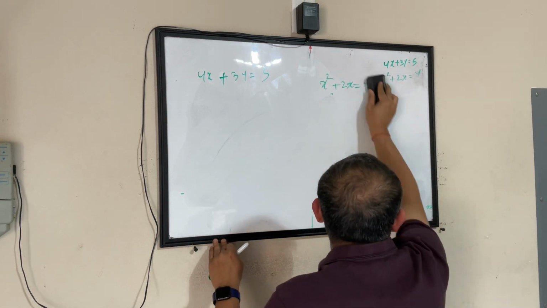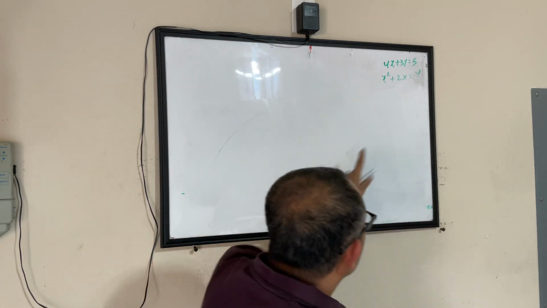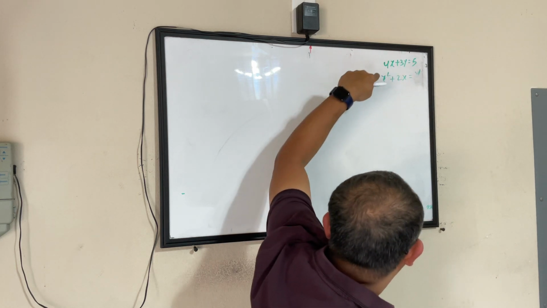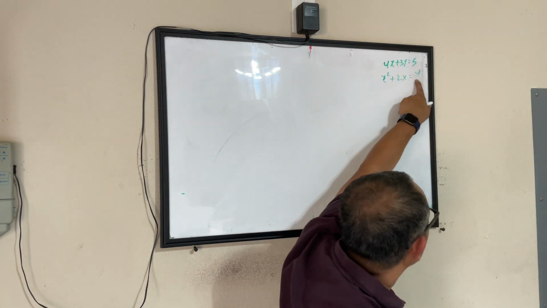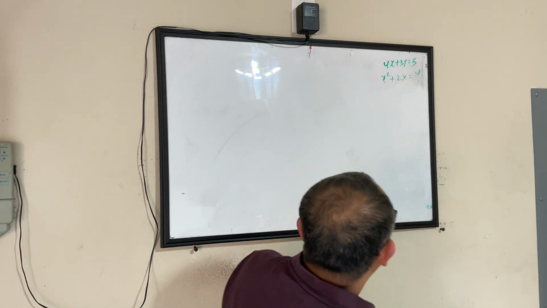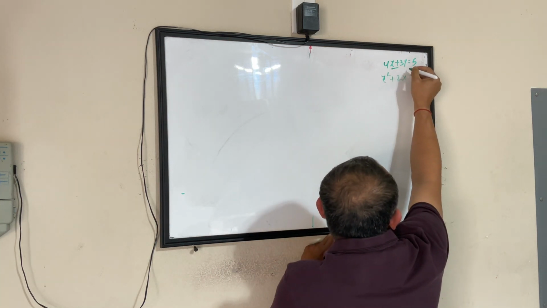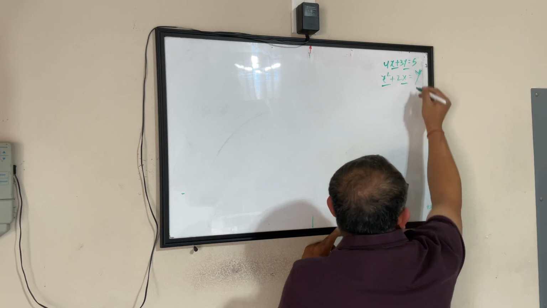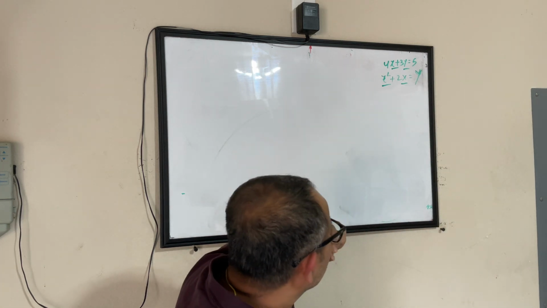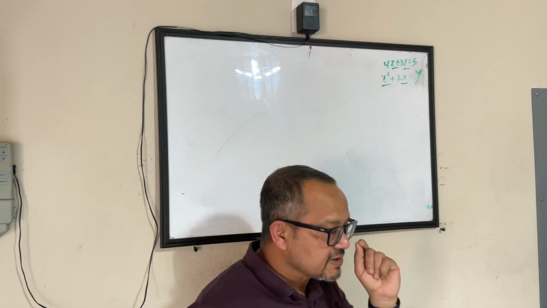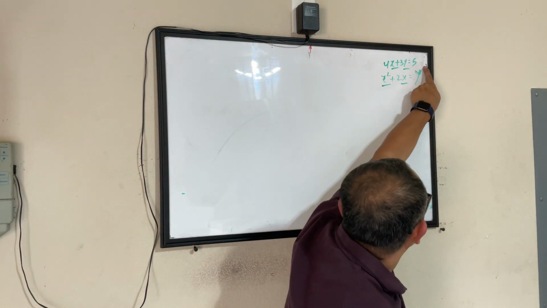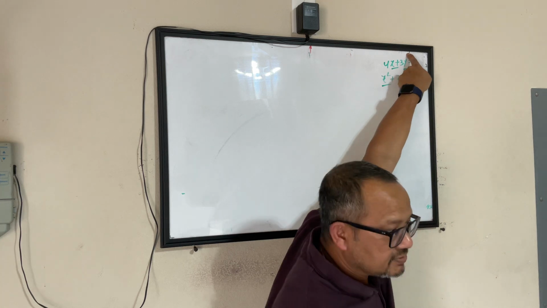Let me write the equations side by side. As you can see on this side, 4x plus 3y equal to 5, x squared plus 2x equal to y. So there are two variables here, x and y. In this case also you have two variables x and y. What is the main difference you see here? In case of y, maximum power is 1. Here also maximum power is 1.